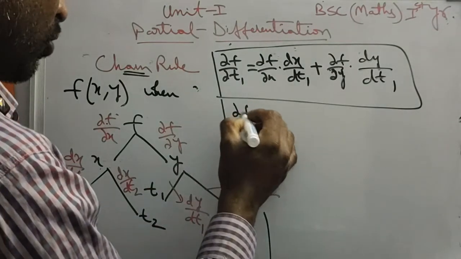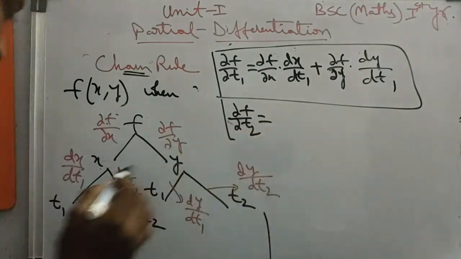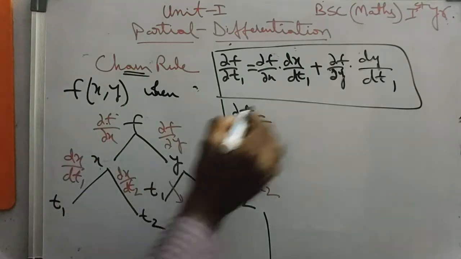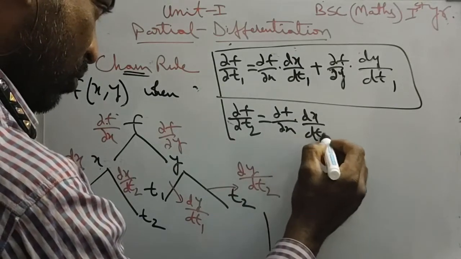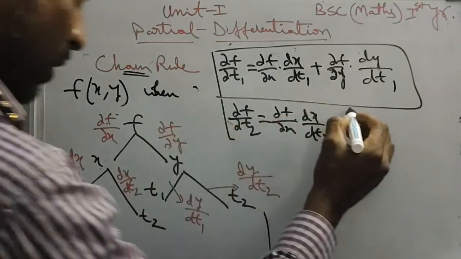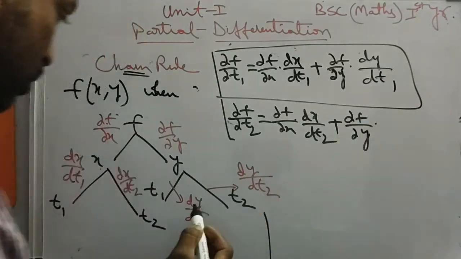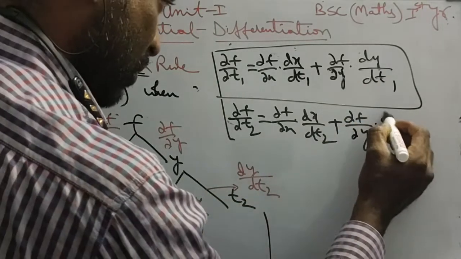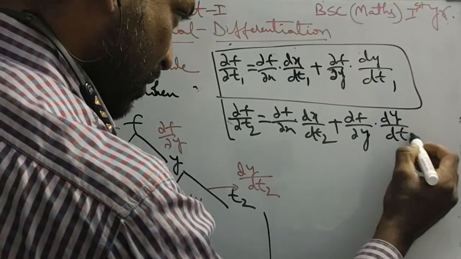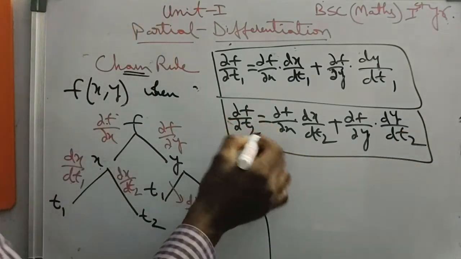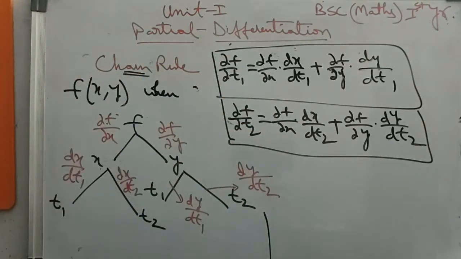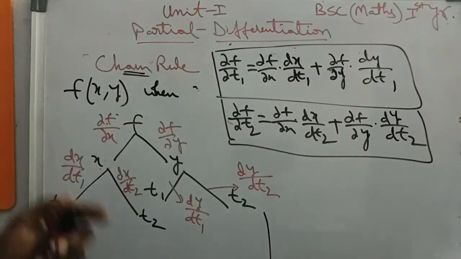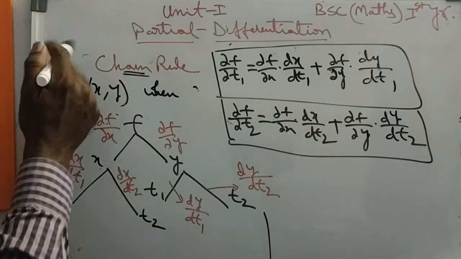Similarly, if I need dou f by dou t2, the t2-related terms are dou f by dou x into dx by dt2 plus dou f by dou y into dy by dt2. This is the way of finding dou f by dou t2. So this is the chain rule for two variables. Previously I explained for the single variable, where x in terms of t and y in terms of t are node 1 and node 2.